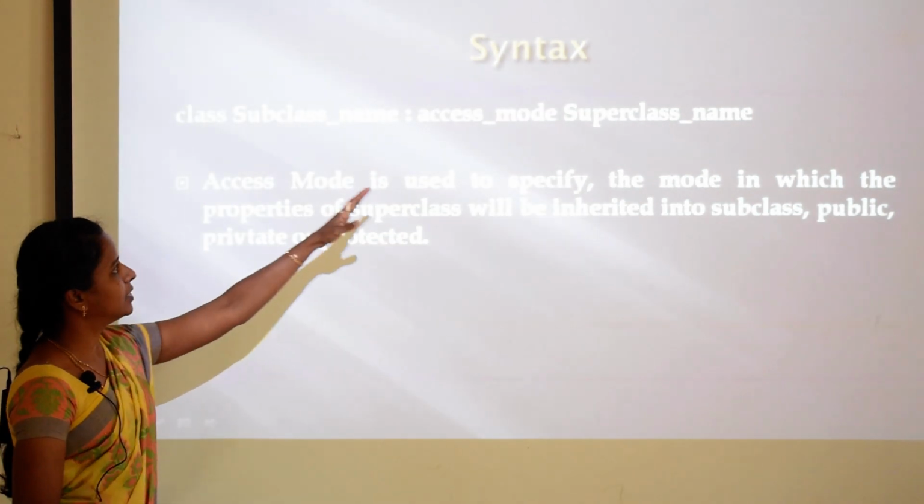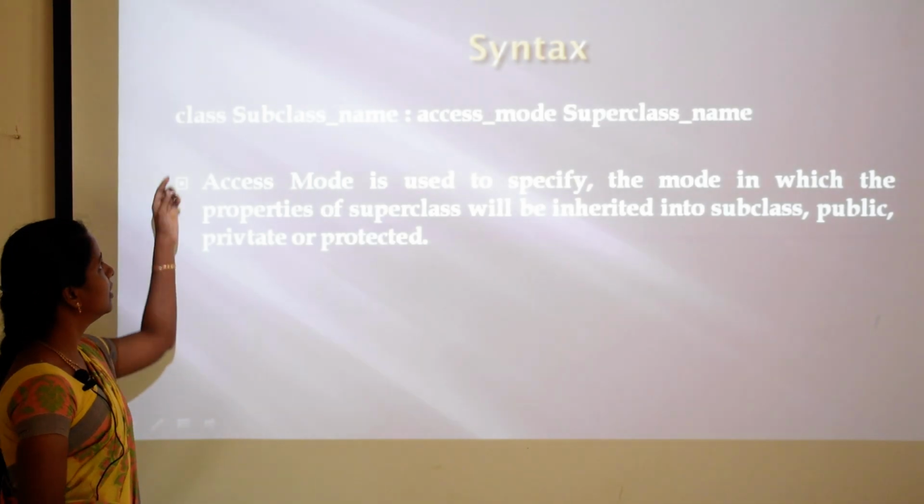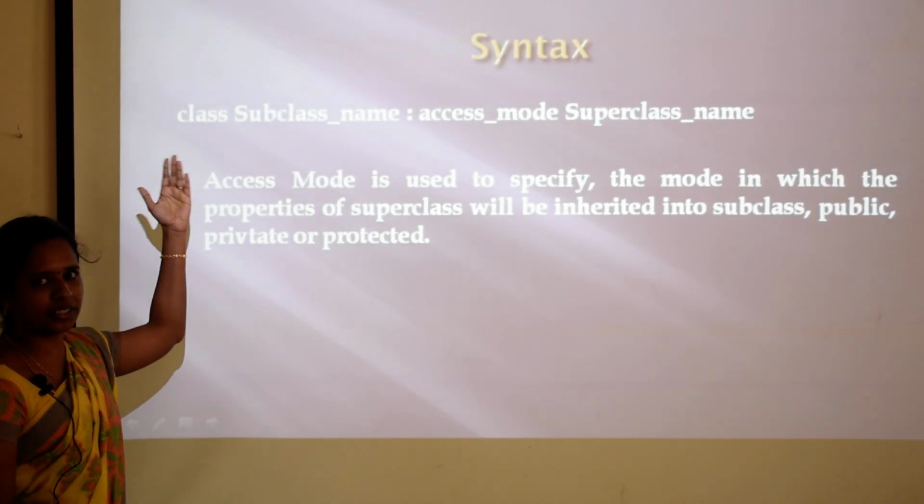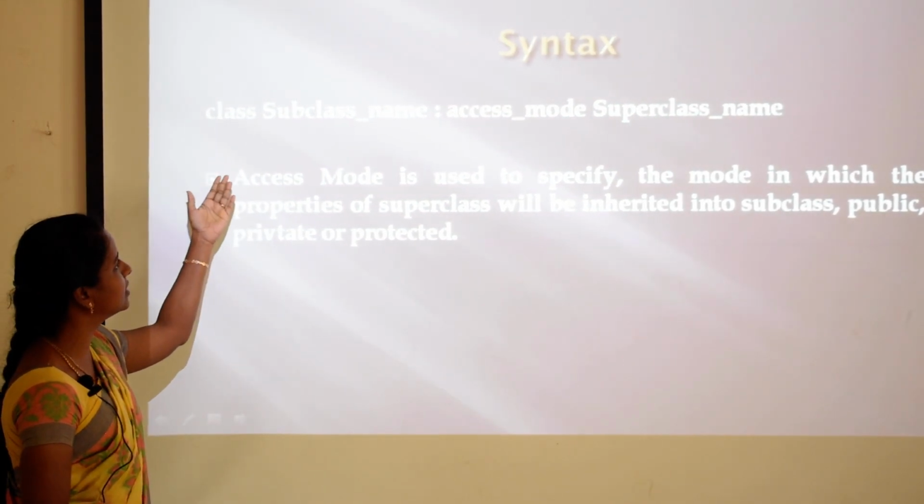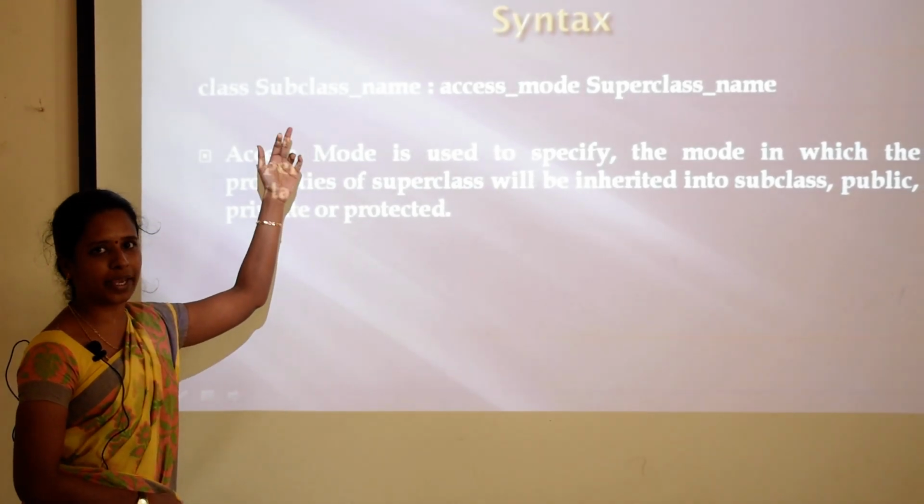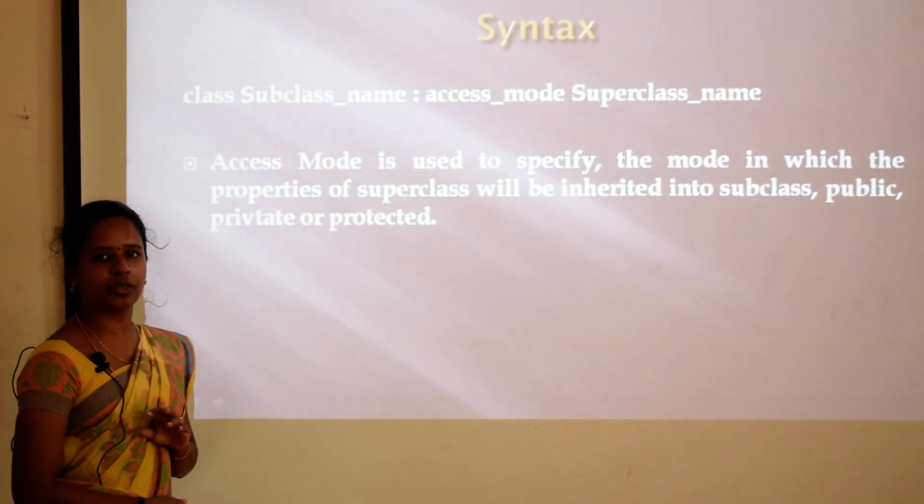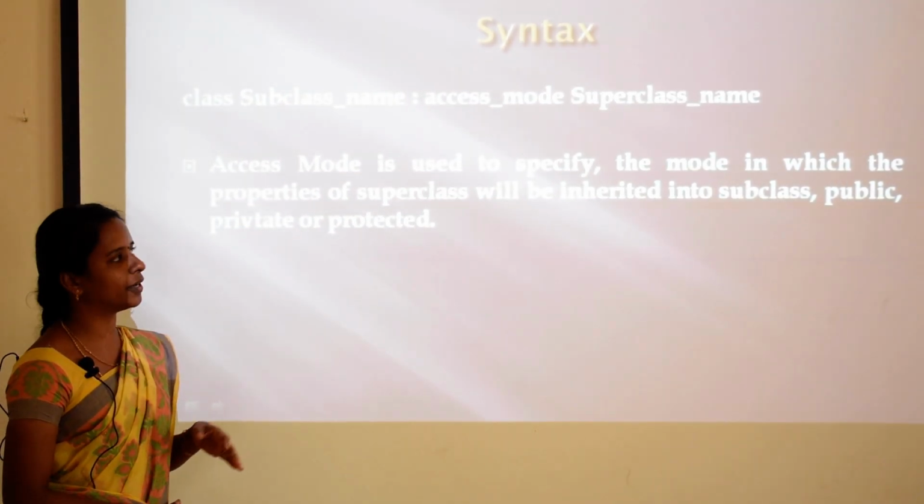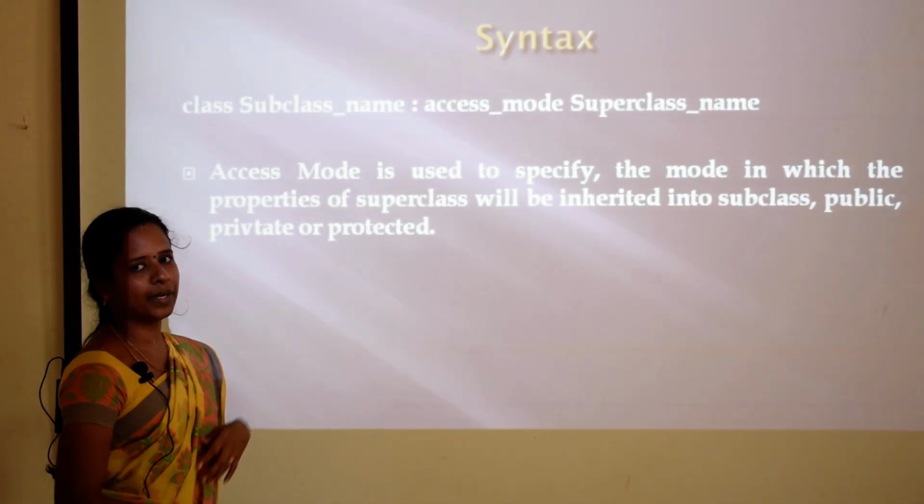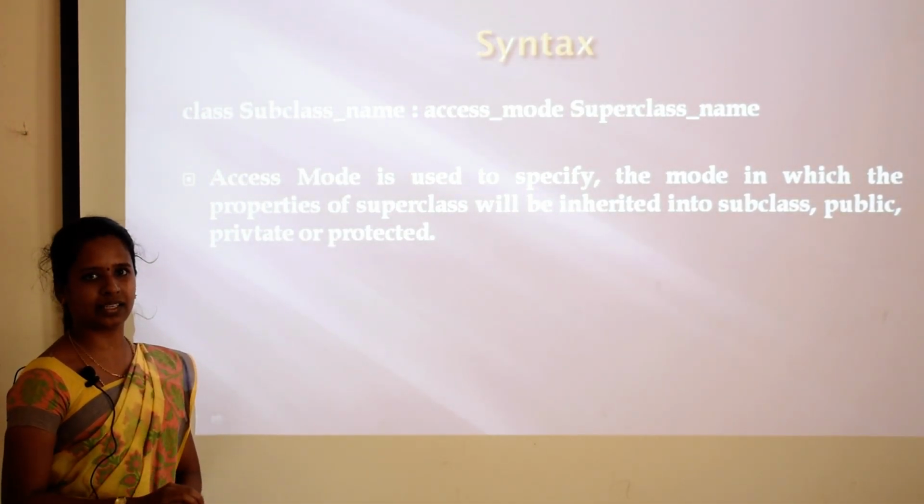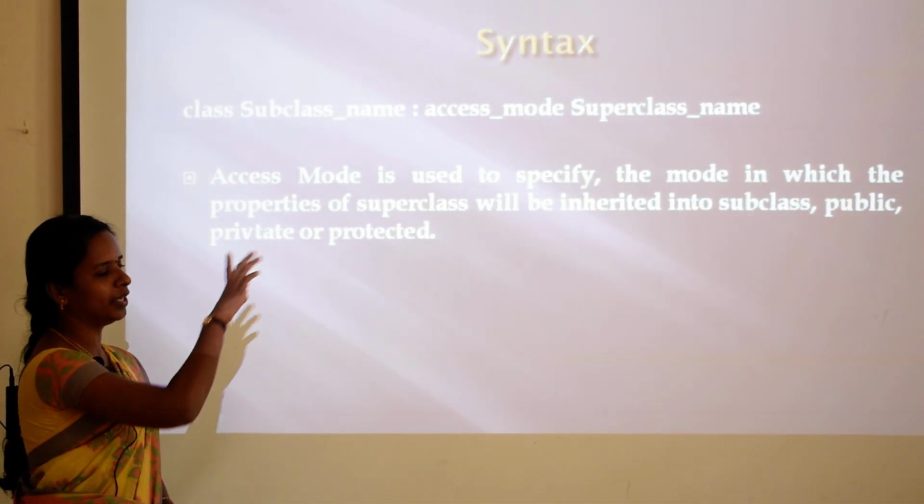So see the syntax for the inheritance. First is class, which is the keyword used when we are creating a class. Then the subclass name, that is the derived class name. Then access mode, in which you have to mention whether it is private, public or protected. Then the superclass name, which is the base class. That base class name has to be placed there.